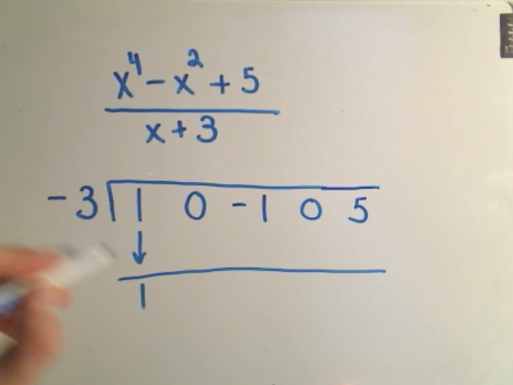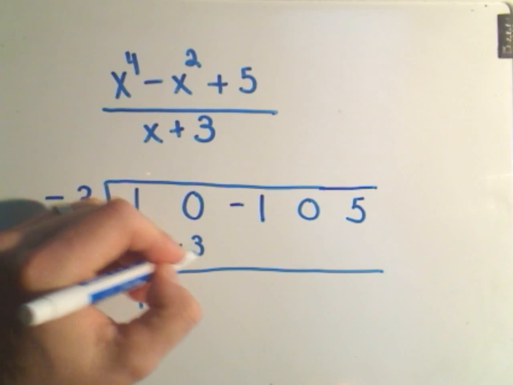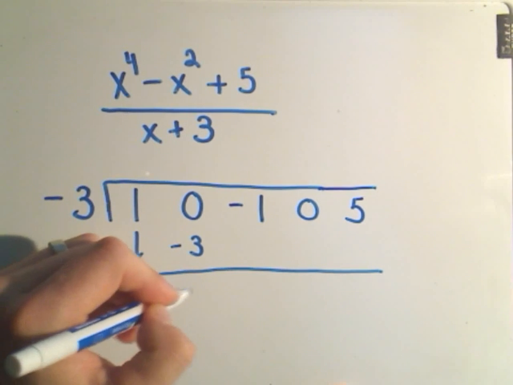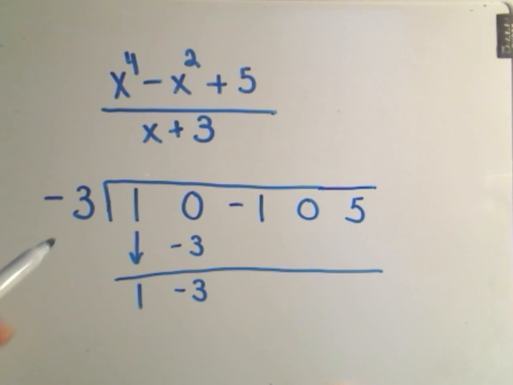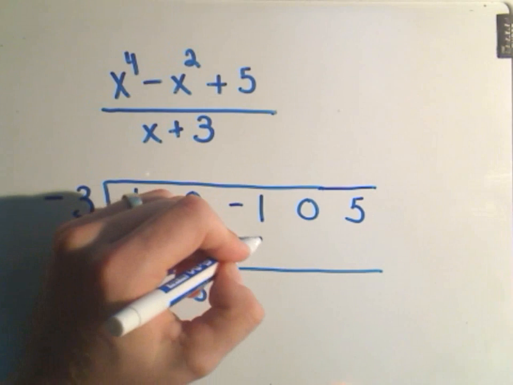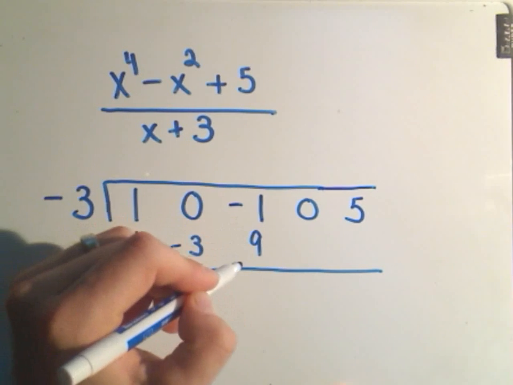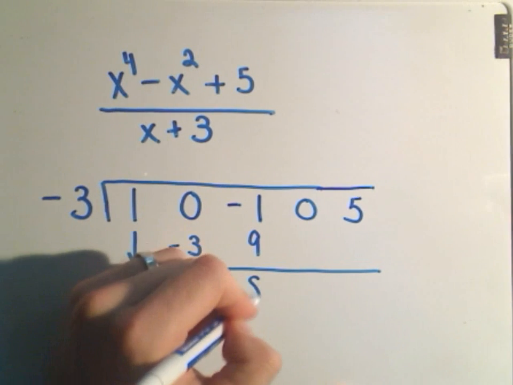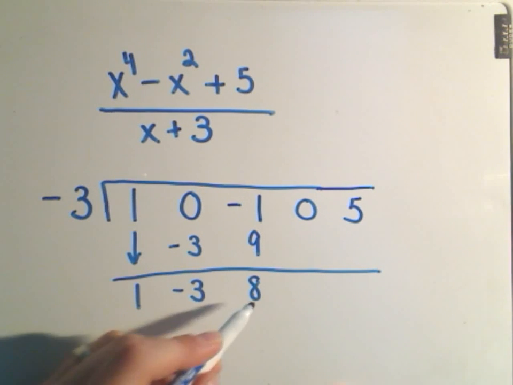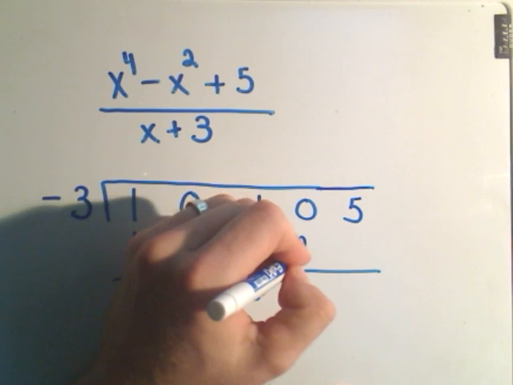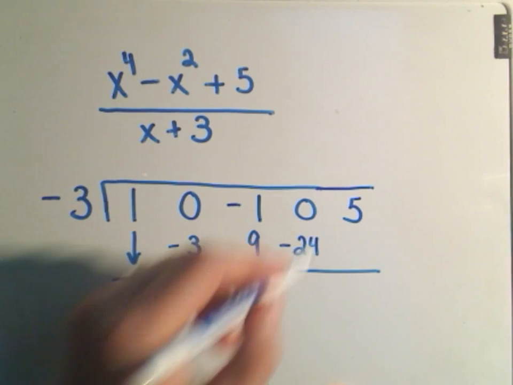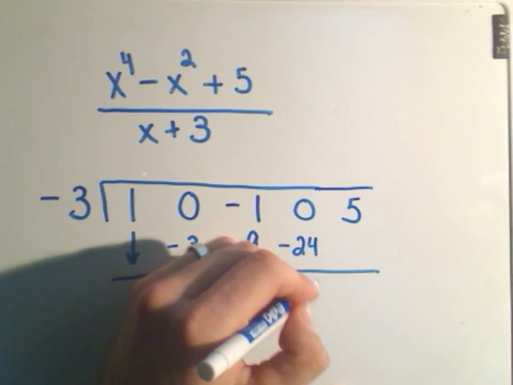Then we multiply, so negative 3 times 1 is negative 3. We add that column, we'll just get negative 3. I'll take negative 3 times negative 3, that's positive 9. I add that column, negative 1 and 9 is positive 8. I'll take negative 3 times 8, that's negative 24. I'll add the column, I'll get negative 24.